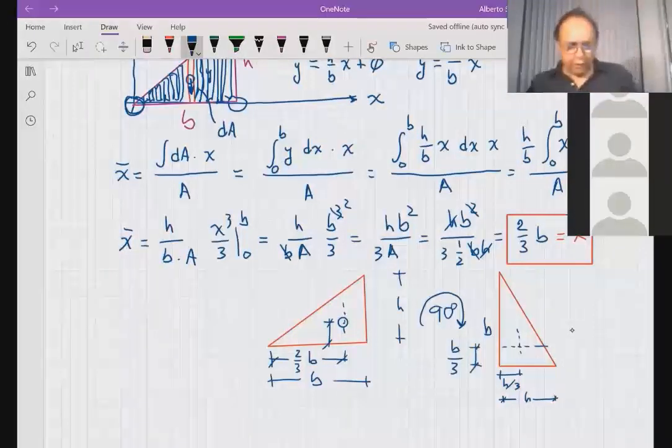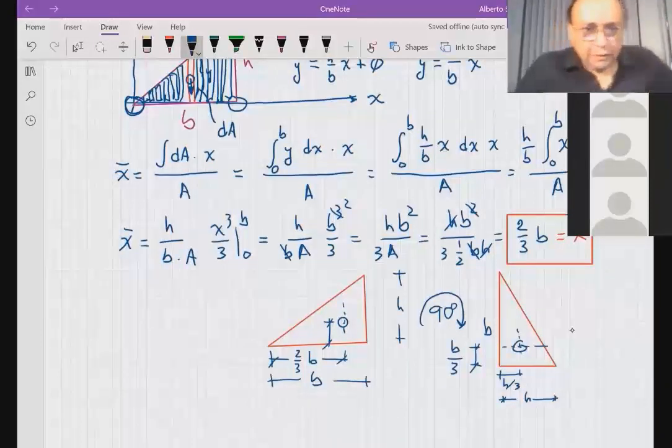We don't have to repeat the whole process because it will be the same thing. So that's the location of the centroid of a triangle.